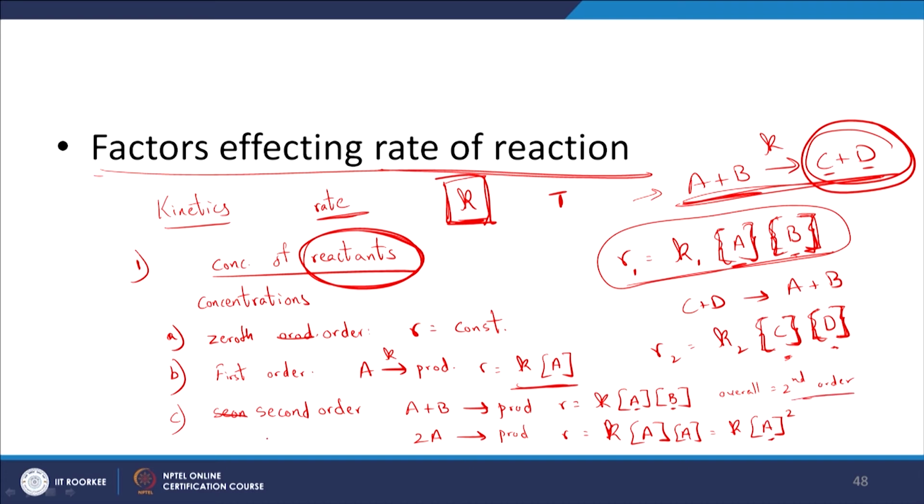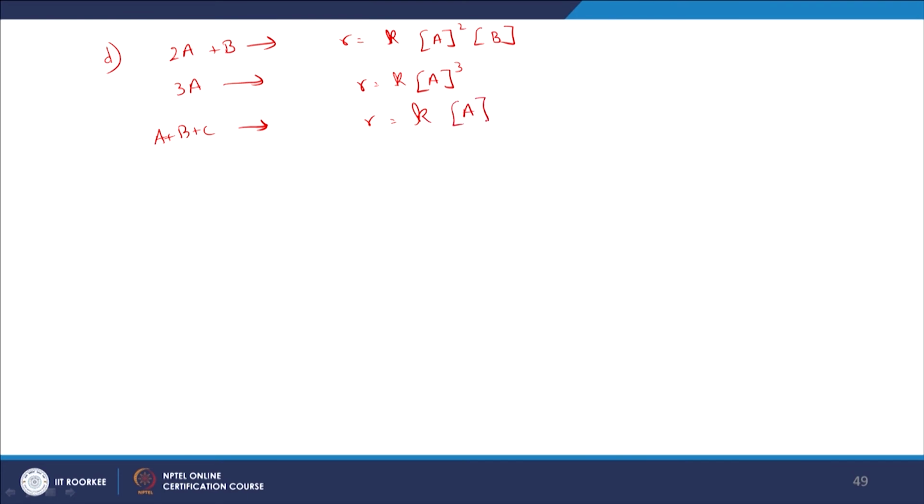Right, and the same case I believe you will have what we say third order, or 3A goes to products. So rate will be equal to what now, K into concentration of A square into B, and this will be R equal to K A cube, or A plus B plus C goes to products, and R in this case equal to K into A into B into C.